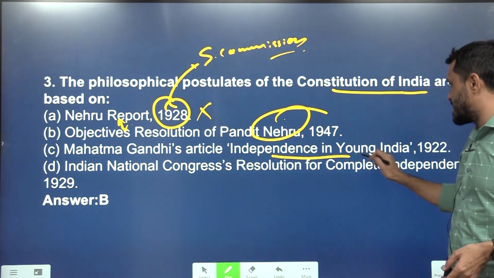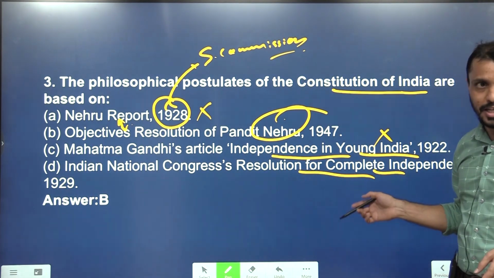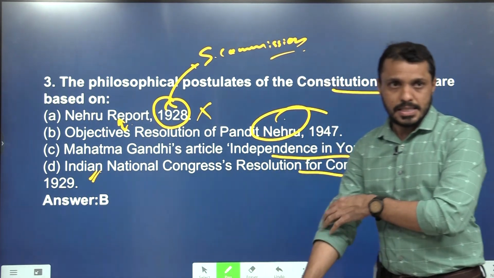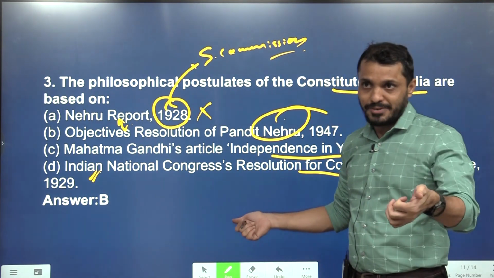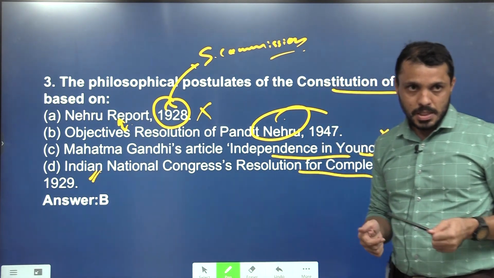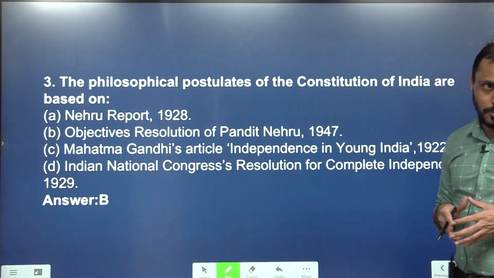Mahatma Gandhi's independence in Young India, no. And the INC Purna Swaraj 1929 session was also led by Jawaharlal Nehru. The objective resolution, just now I told you while explaining the topic, is related to Jawaharlal Nehru and the preamble. These are some of the sample questions.